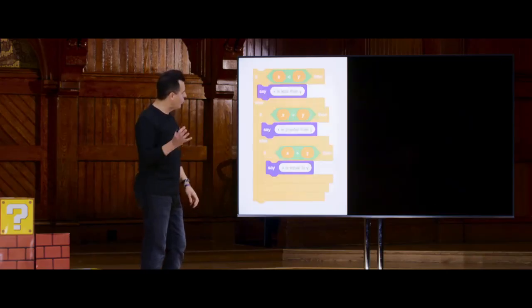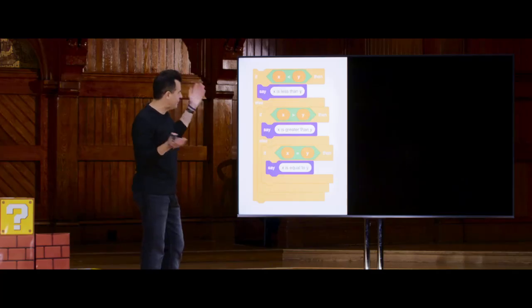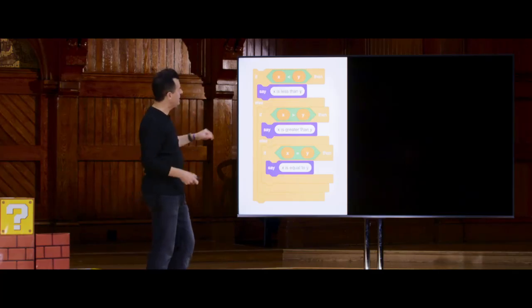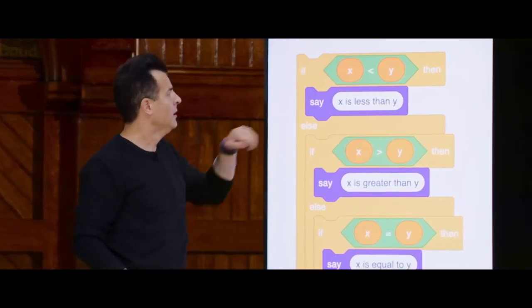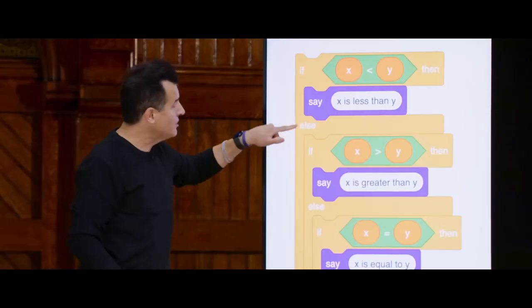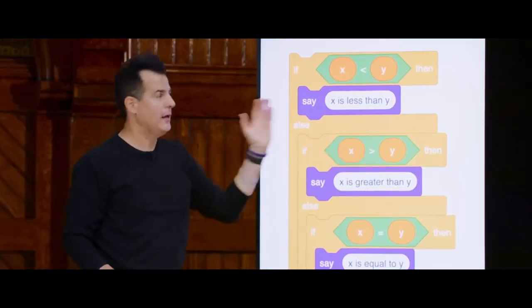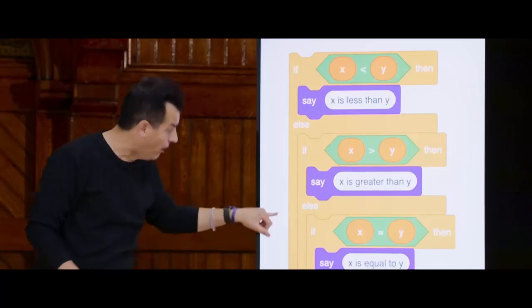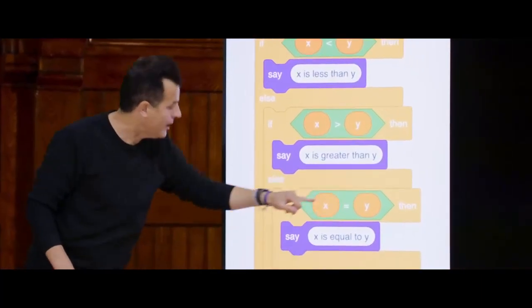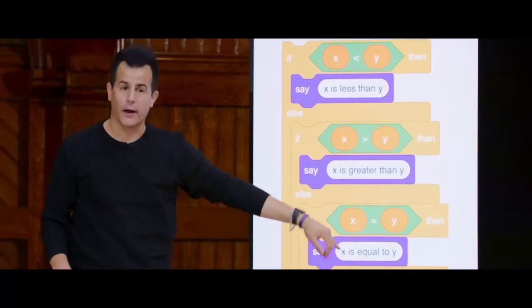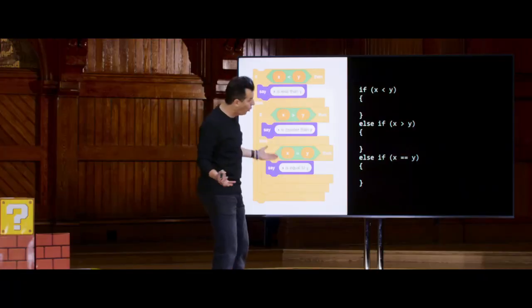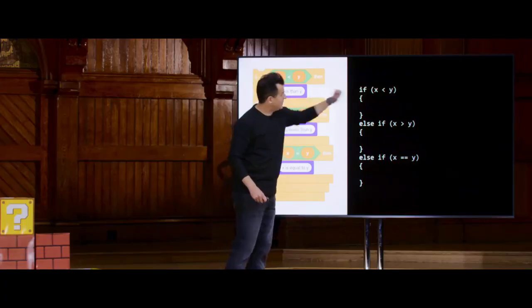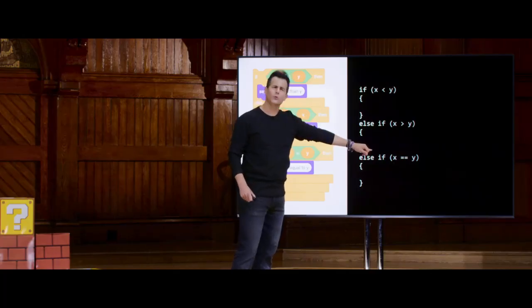All right, how about something a little more involved? And this looks like it's escalating quickly, but it's just because the Scratch puzzle pieces are so big. If x is less than y, then say x is less than y. Else if x is greater than y, then say x is greater than y. Else if x equals y, then say x is equal to y. How can we do this in C? Almost the same idea. If x less than y, else if x greater than y, else if x equals y.